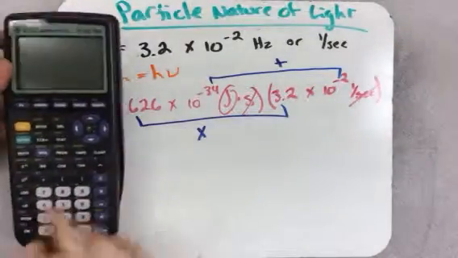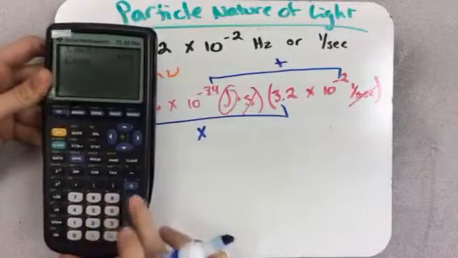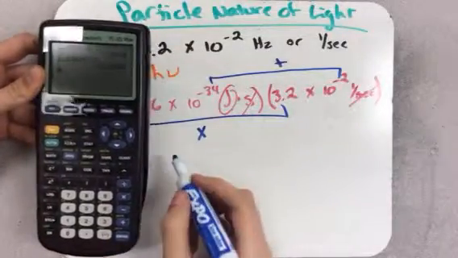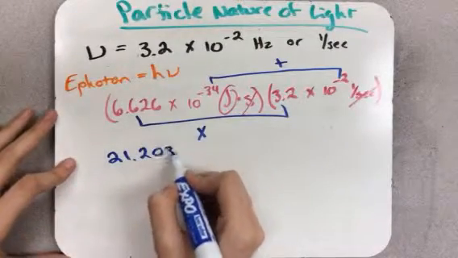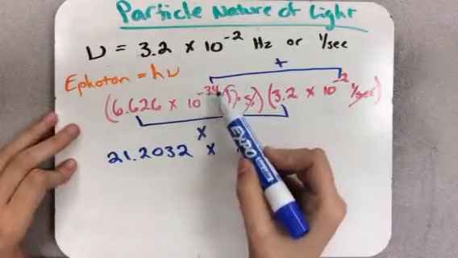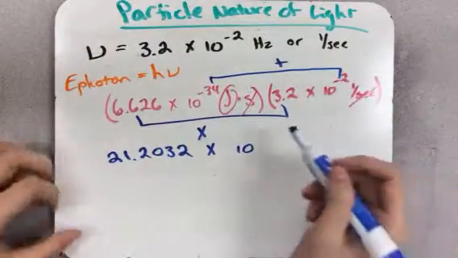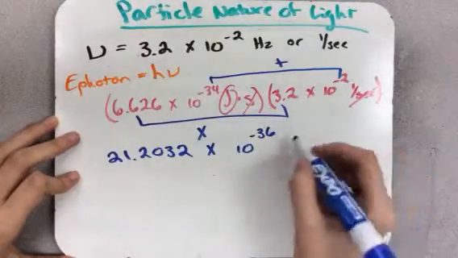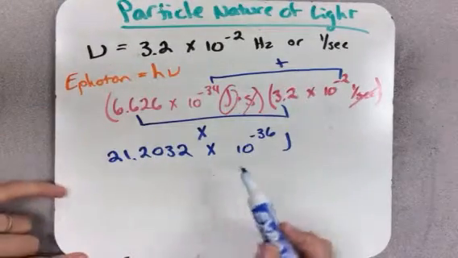So let's get out our calculator, and we'll do 6.626 times 3.2, in which case we get 21.2032 times 10 to the negative 34 plus negative 2. So plus negative would be the same thing as minus, so it would be 10 to the negative 36 joules.